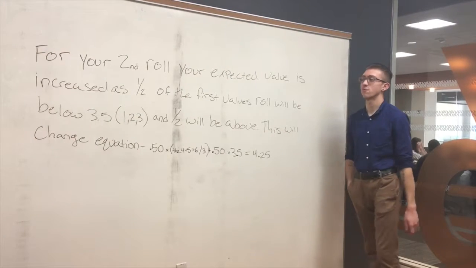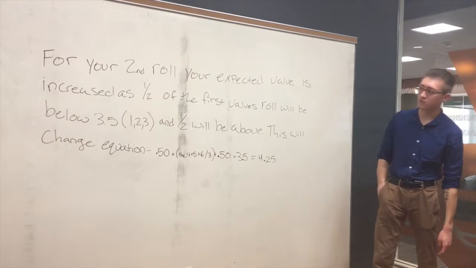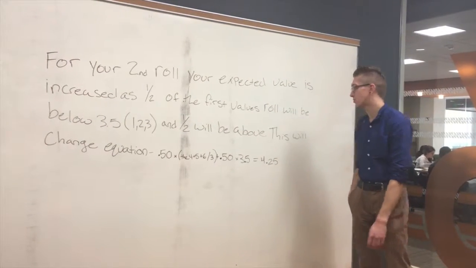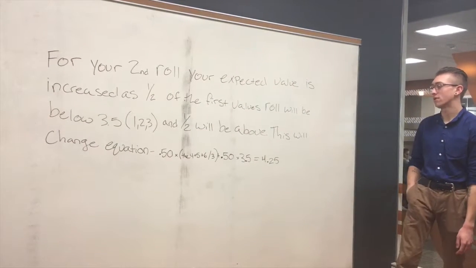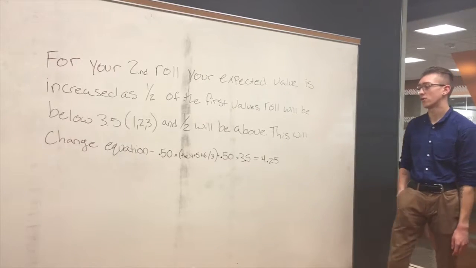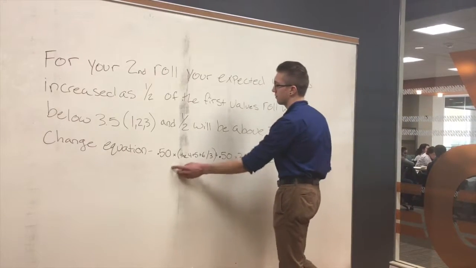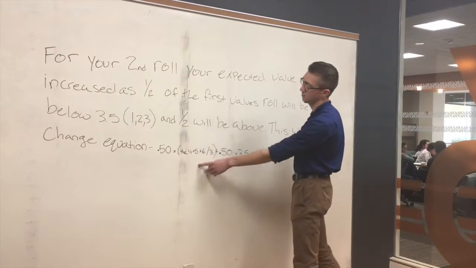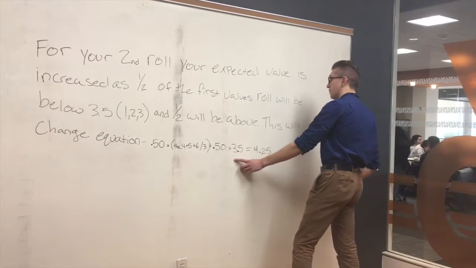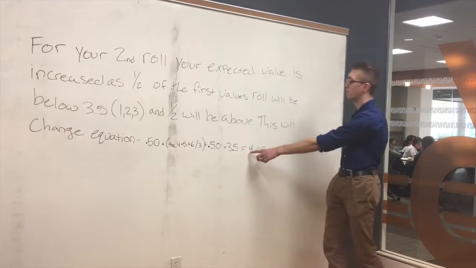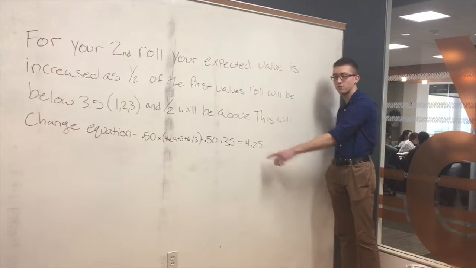For your second roll, your expected value is increased as half of the first value's roll will be below 3.5 and half will be above. This will change the equation to 0.5 times the 4 plus 5 plus 6 divided by 3 plus 0.5 times 3.5, the original expected value, which will give you your new expected value for the second roll.